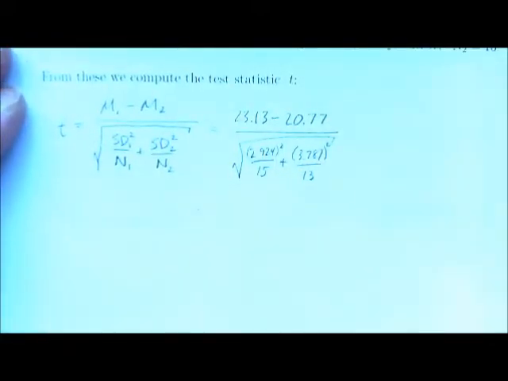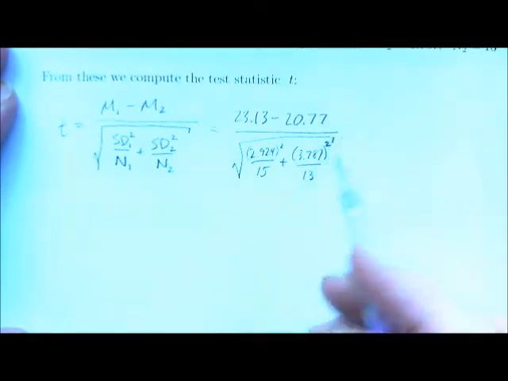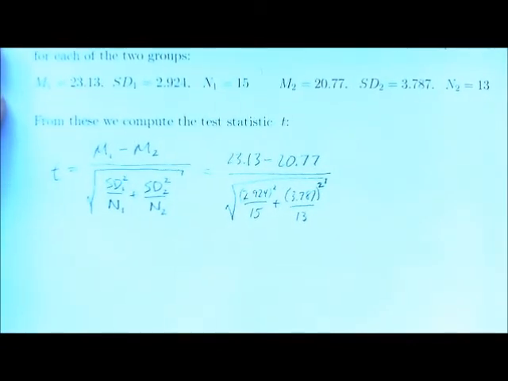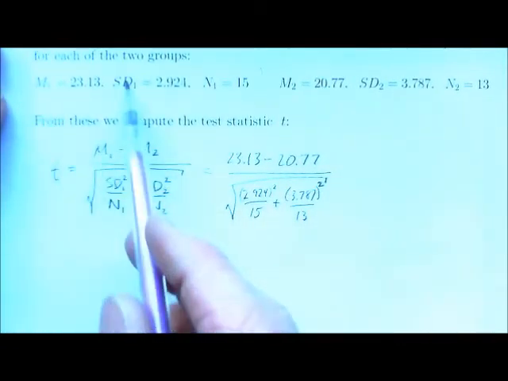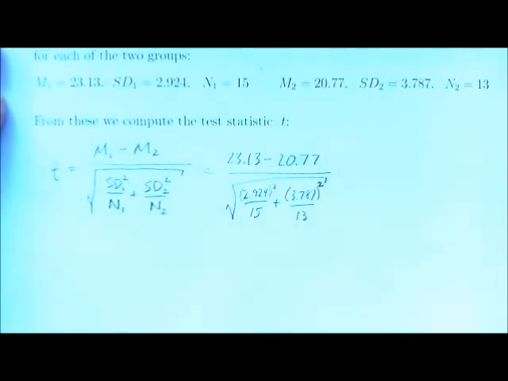In this video, we'll see how to use your calculator to compute a test statistic, a t-test statistic. Here's the t that we had from the previous video on conducting a two-sample t-test. You'll recall that we had these statistics for two groups: the mean, standard deviation, and sample size for one group, and the mean, standard deviation, and sample size for the other. And this is the formula for finding t.